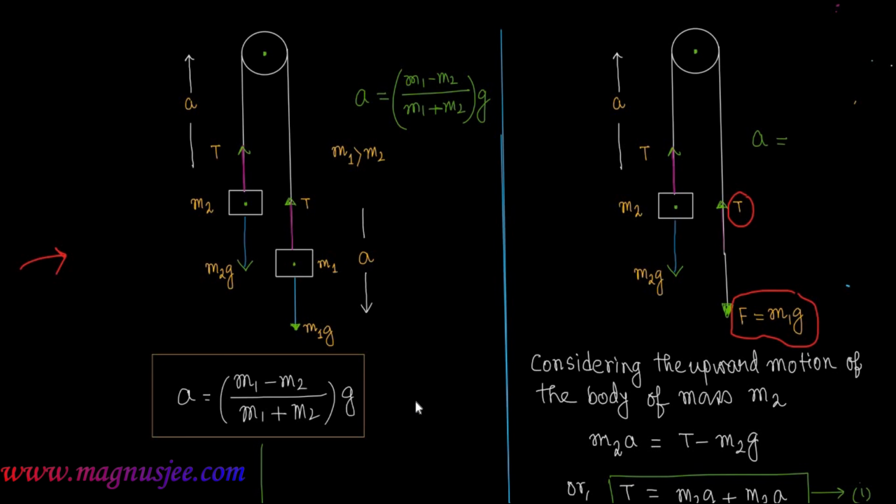On the right hand side, only one body is suspended and the other end of the string is pulled. The acceleration a will be m1 minus m2 divided by m2 into g. That is the expression of acceleration. In this case, the other end of the string is pulled by applying a force F equal m1g, so in the denominator on the right hand side, m1 is equal to 0.